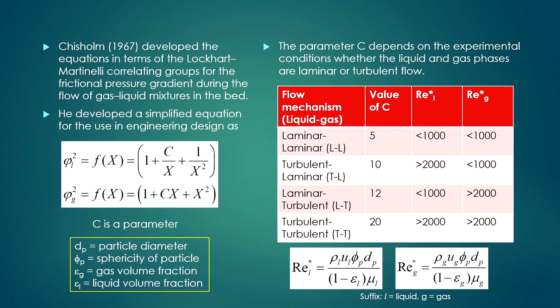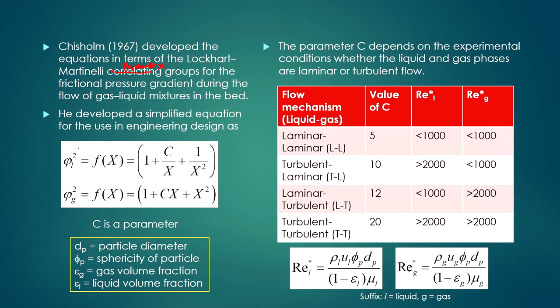Chisholm, in 1967, developed equations in terms of the Lockhart-Martinelli correlating groups for the frictional pressure gradient during the flow of a gas-liquid mixture in the bed. In terms of the Lockhart-Martinelli parameter x, it relates some physical properties of the fluids, as well as other characteristics of the solid, and it also depends on the frictional pressure drop of the individual phase.